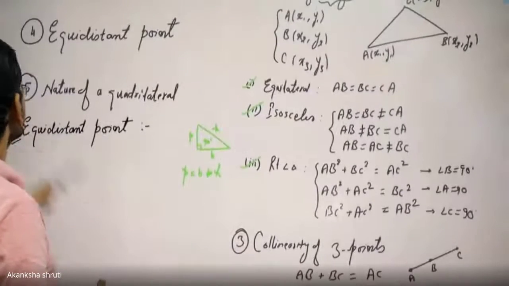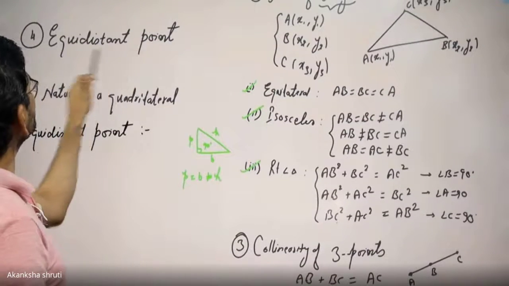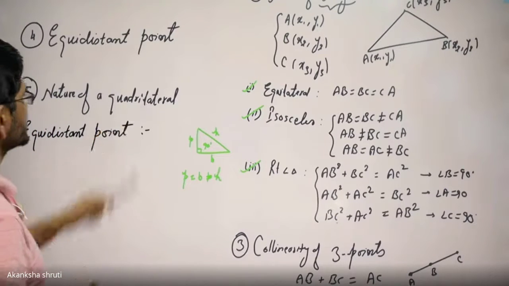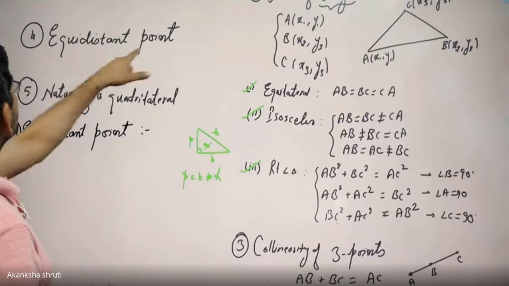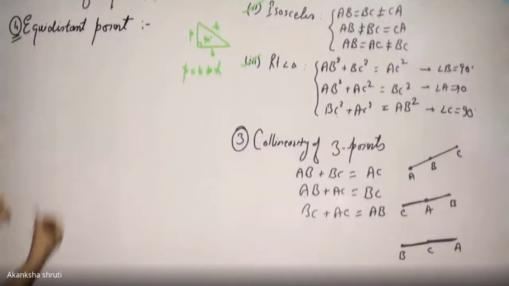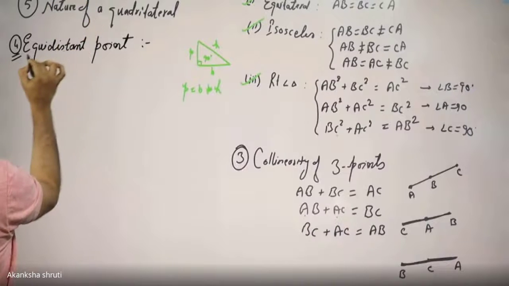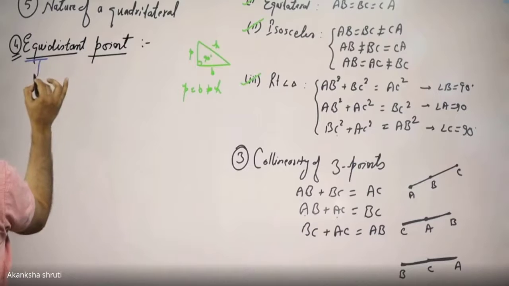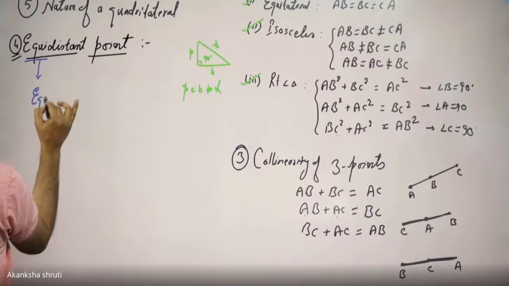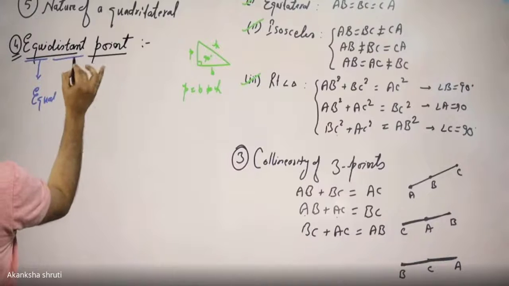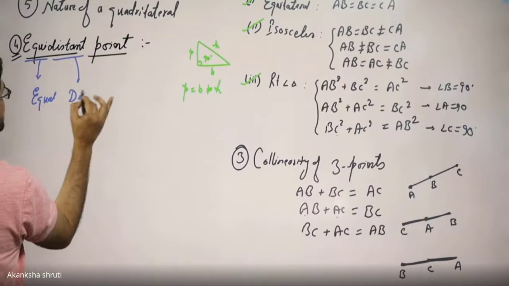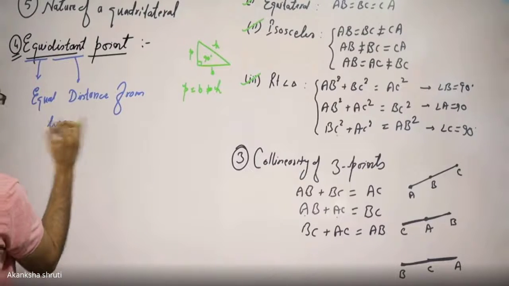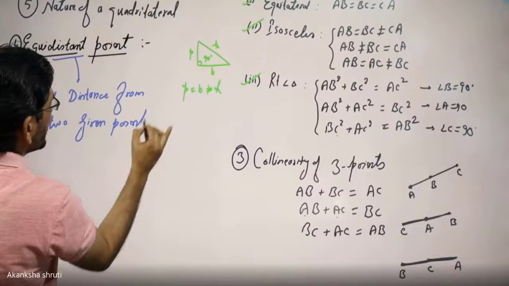Students, then the fourth application is the equidistant point from two given points, and the fifth application is the nature of a quadrilateral. We are going to consider this equidistant point. Students, what do we mean by equidistant? As the name itself indicates, equi means equal, and distant refers to the distance from two given points. Students, 2 points are given.